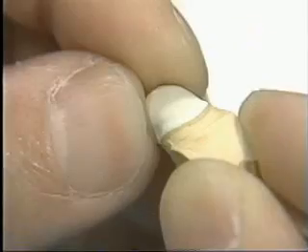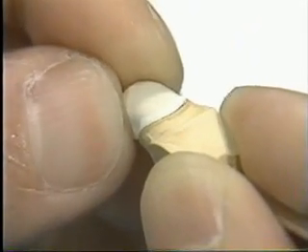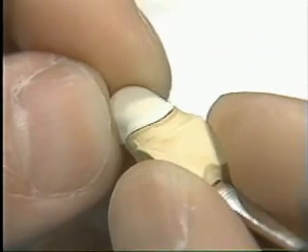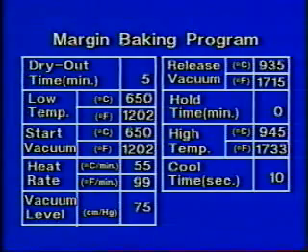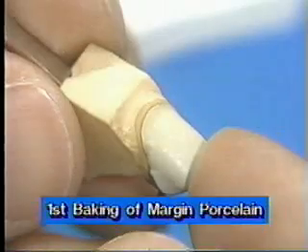Polish the surface smooth with a bigger brush, remove the metal framework from the die, and go on for the first baking of margin porcelain. Hold the margin porcelain at the table of the porcelain furnace for 5 minutes for drying. Bake it from 1202 degrees to 1733 degrees Fahrenheit.